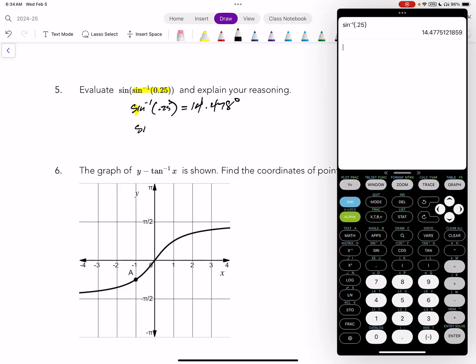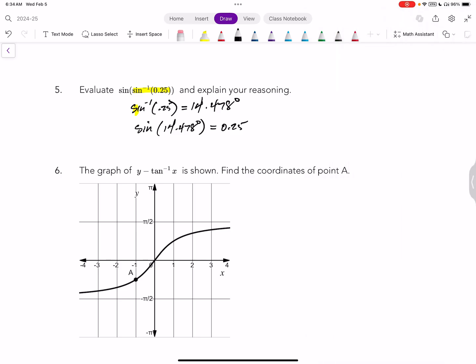So second step, I've got to take the sine of 14.478 degrees and get a value. So let's do that. Sine, you input your angle, 14.478, and this is rounded, so this is not totally exact. It's just giving you an idea. And notice I get 0.25. We get the input. Okay, there we go.